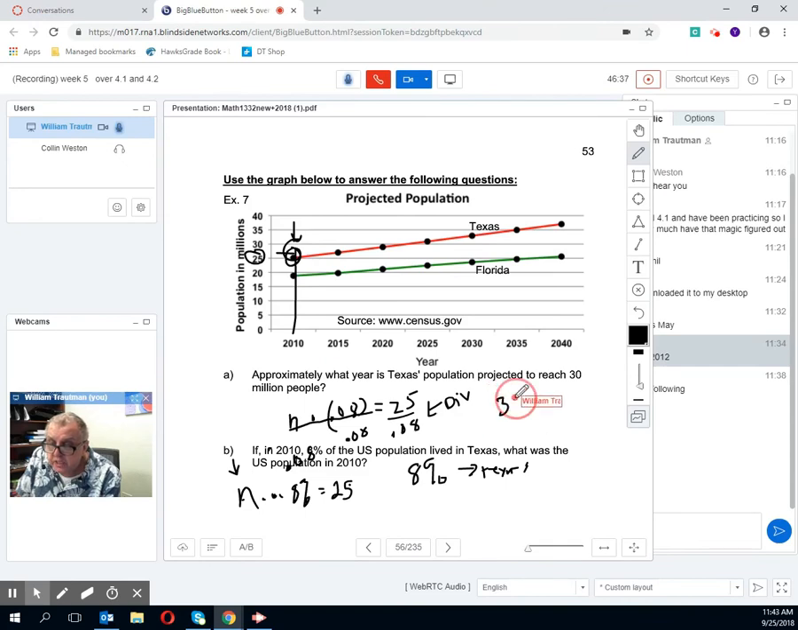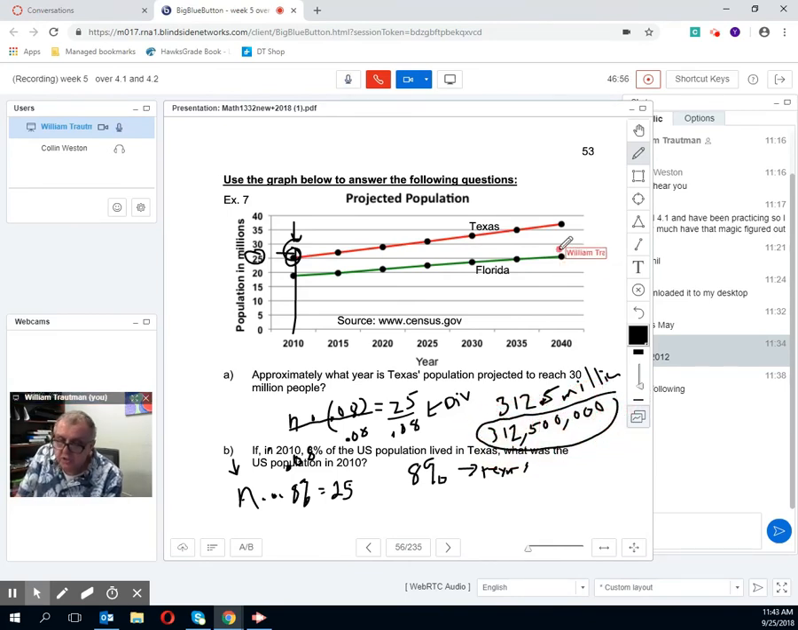It changes to 312.5 million people total in the U.S. And if you wanted to write that out, 312 million, and then it would be 500,000. There we go. So you had to solve for x for that.